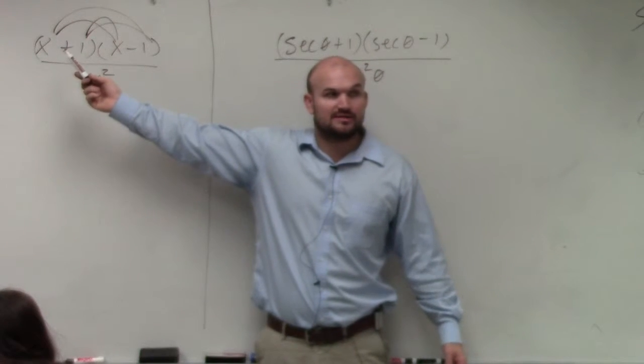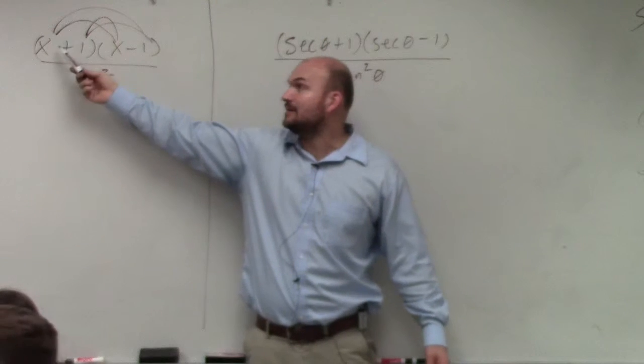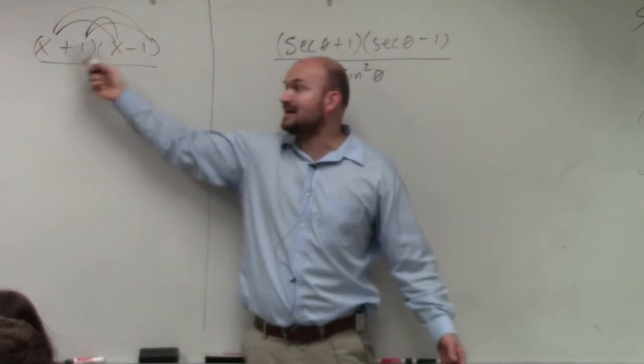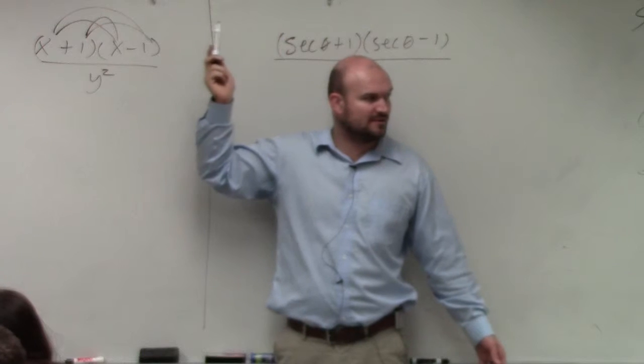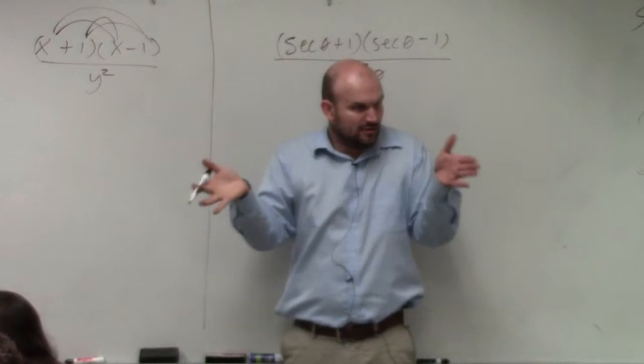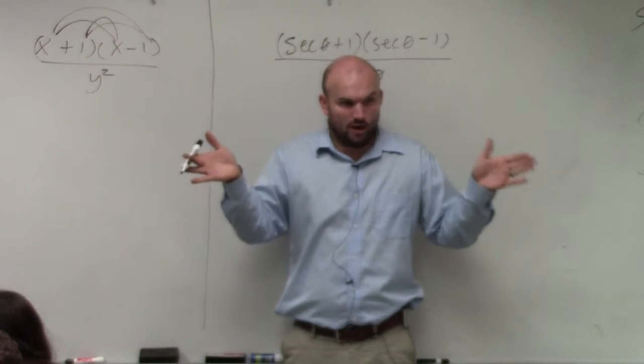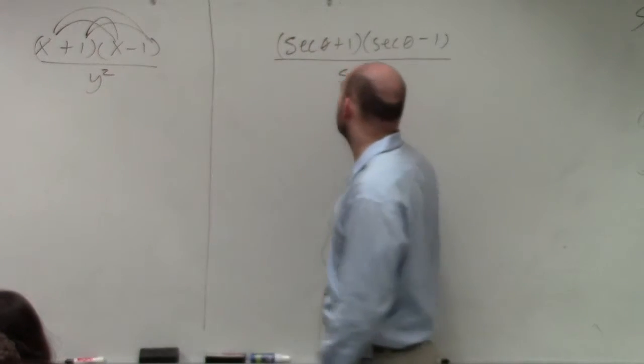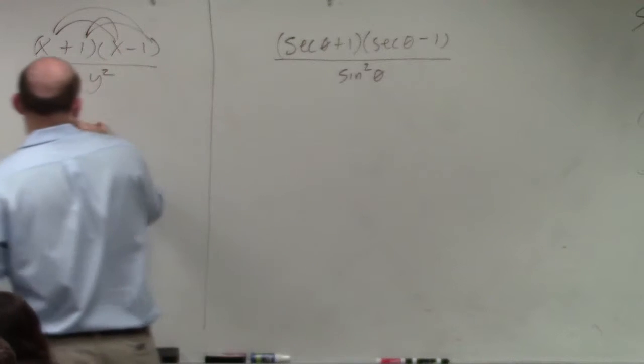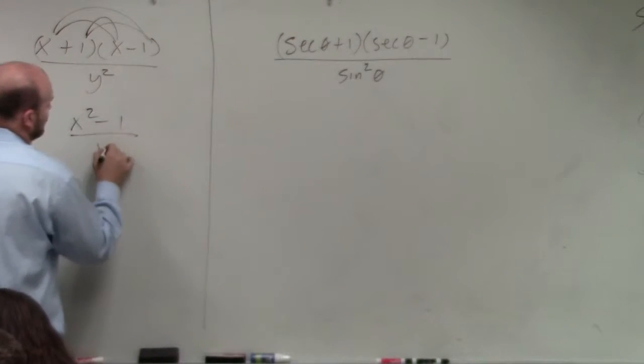a difference in two squares. So in reality, the middle terms cancel out or go to 0. And I have x times x, which is x squared. And 1 times negative 1 is negative 1. Is everybody OK with me writing it as x squared minus 1? Everybody understands why I don't have to do all of FOIL? All right, so that becomes x squared minus 1 over y squared.